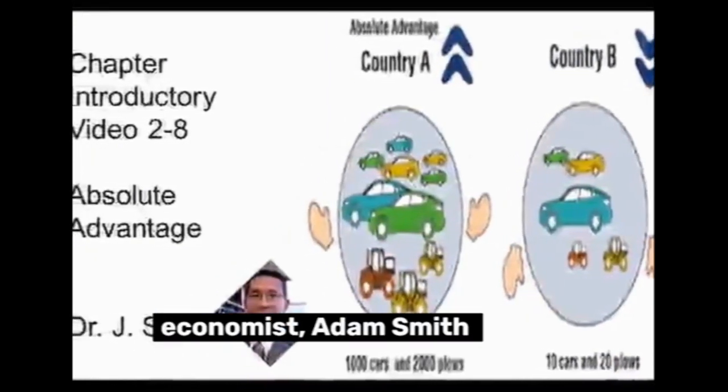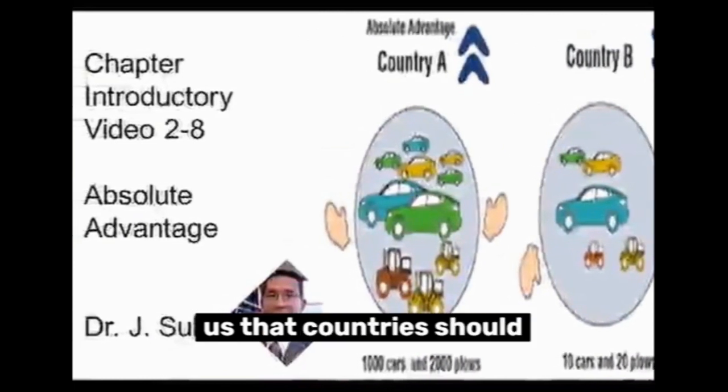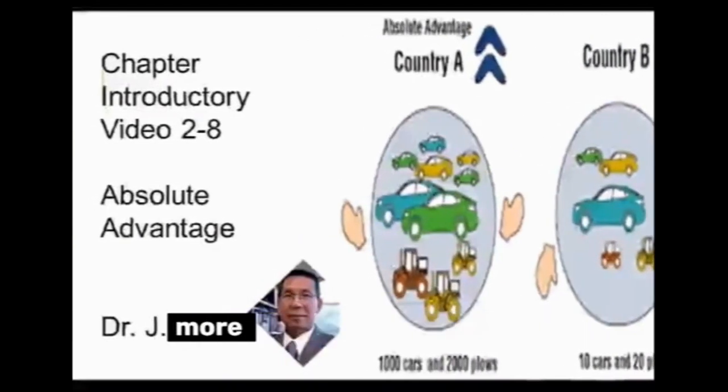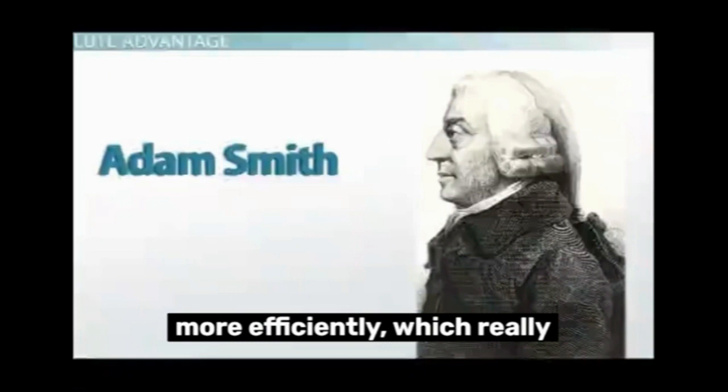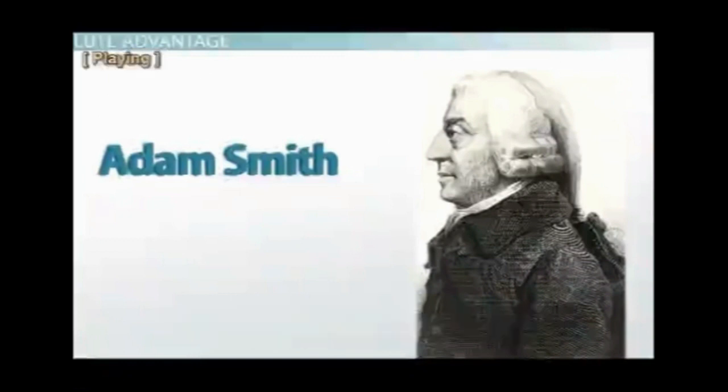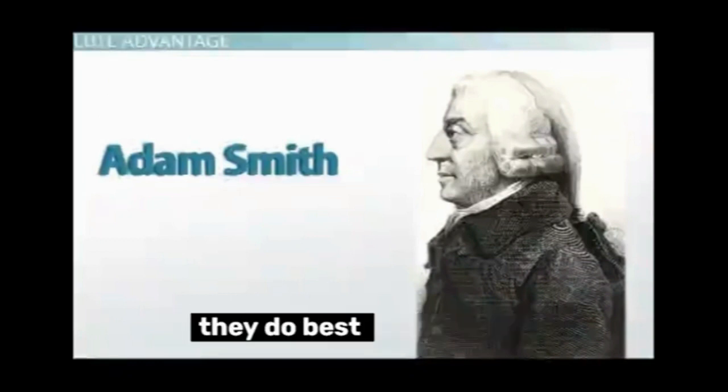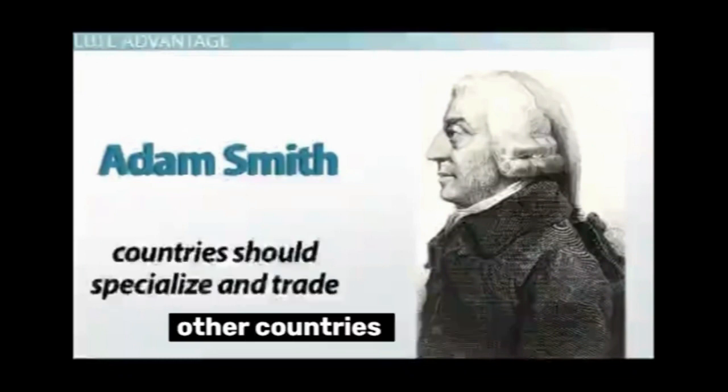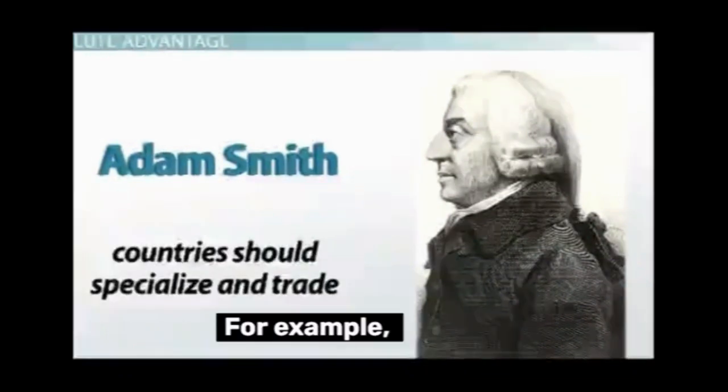In the 1700s, famous economist Adam Smith taught us that countries should find out what they can produce more efficiently, which really means cheaper, better, faster, and then specialize in what they do best, trading with other countries who are also doing what they're best at.